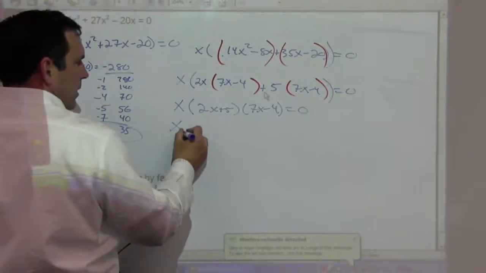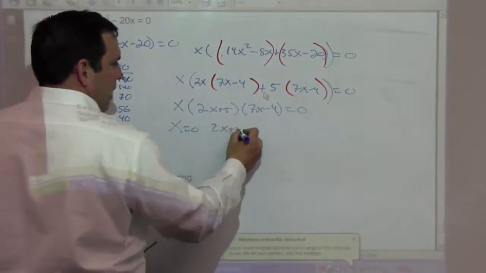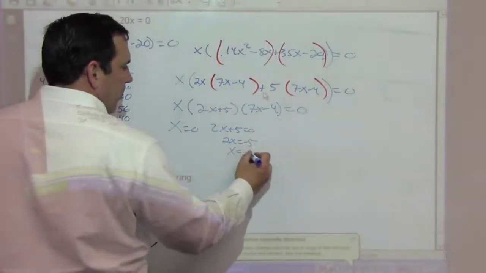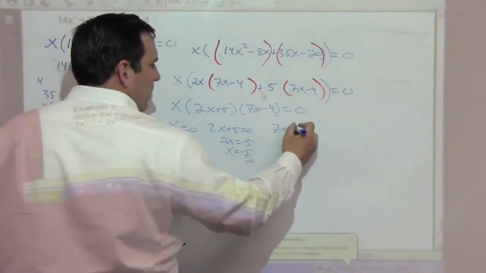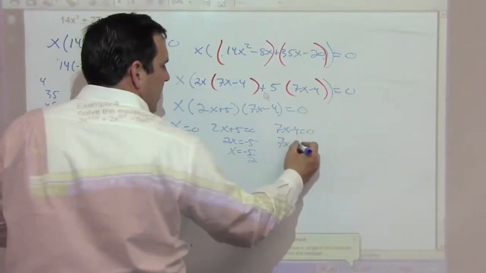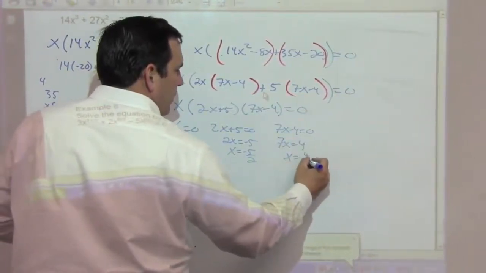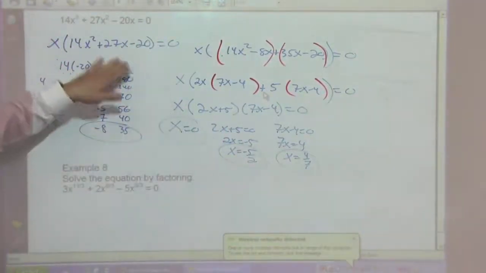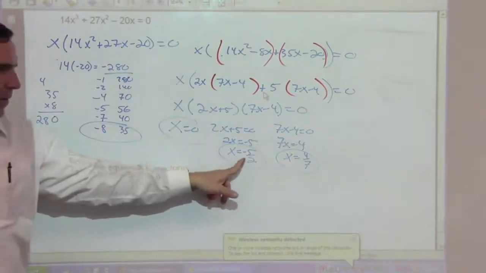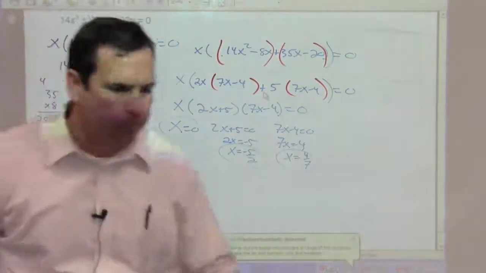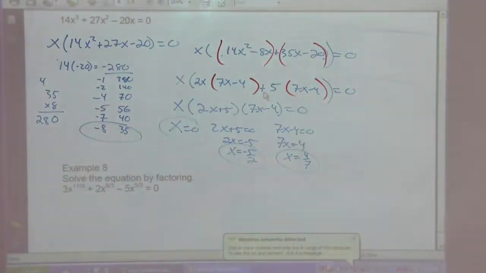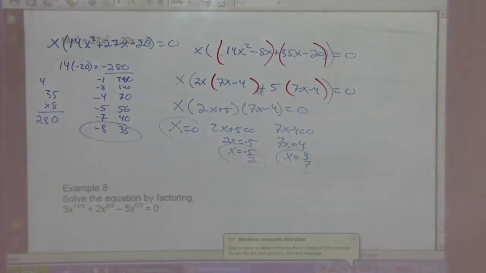So it's x equals 0. 2x plus 5 equals 0 means 2x is negative 5, or x is negative 5 halves. 7x minus 4 equals 0 means 7x equals 4, or x equals 4 sevenths. So our solutions, values that make this a true statement, are x equals 0, x equals negative 5 halves, and x equals 4 sevenths. So go ahead and pause it if you'd like. We're going to go on to the last one from this section.